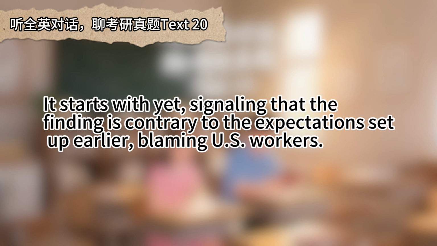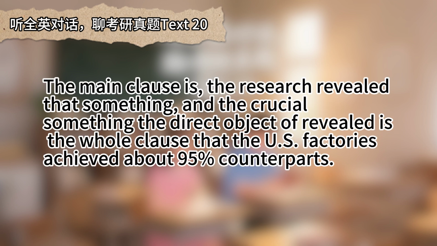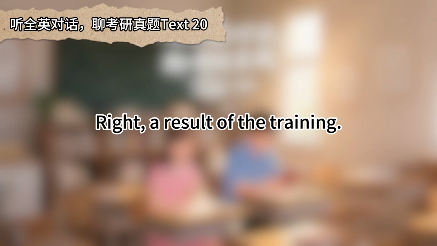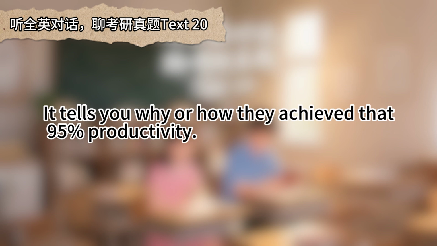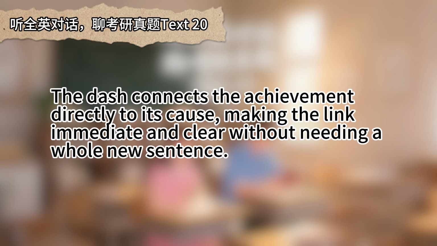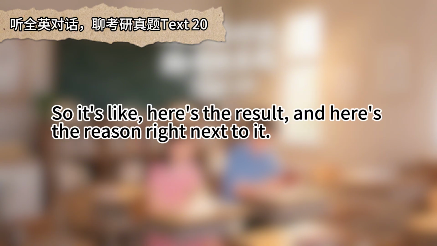It starts with "yet," signaling that the finding is contrary to the expectations set up earlier, blaming U.S. workers. Okay. The main clause is "the research revealed that" something, and the crucial something, the direct object of "revealed," is the whole clause that the U.S. factories achieved about 95% of their counterparts' productivity. That's the core finding. And the part after the dash? Right, "a result of the training." That phrase functions as an explanation, clarifying the finding. It tells you why or how they achieved that 95% productivity. The dash connects the achievement directly to its cause, making the link immediate and clear without needing a whole new sentence. So it's like, here's the result, and here's the reason right next to it.